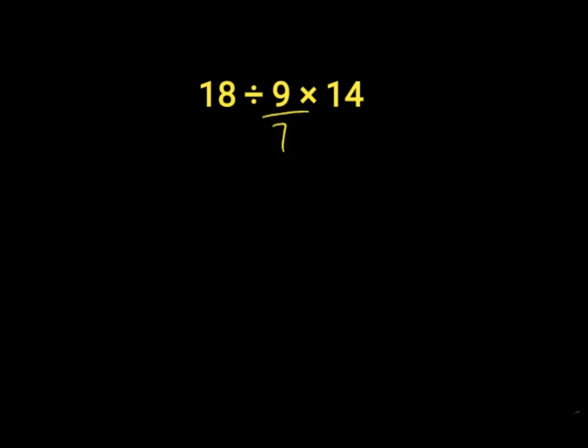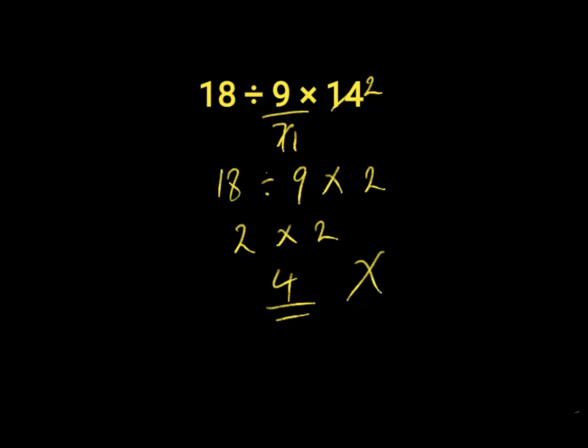18 divided by 9 over 7 times 14. 7 into here 1, 7 into 14 2. Then we have 18 divided by 9 times 2. 18 divided by 9 will give us 2. Then we have 2 times 2. 2 times 2 is equal to 4.